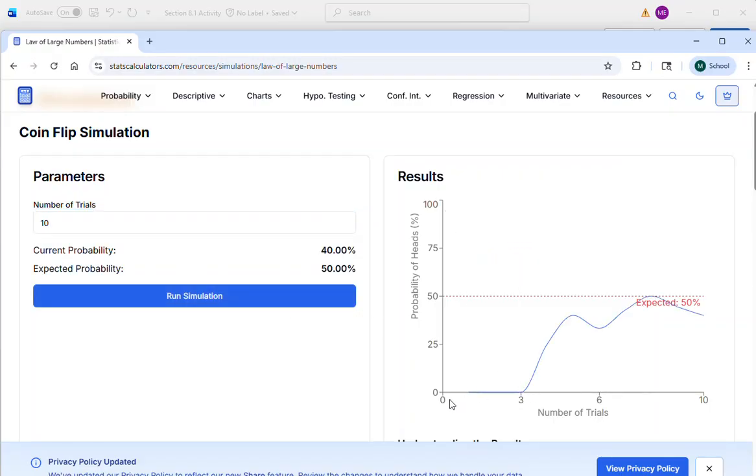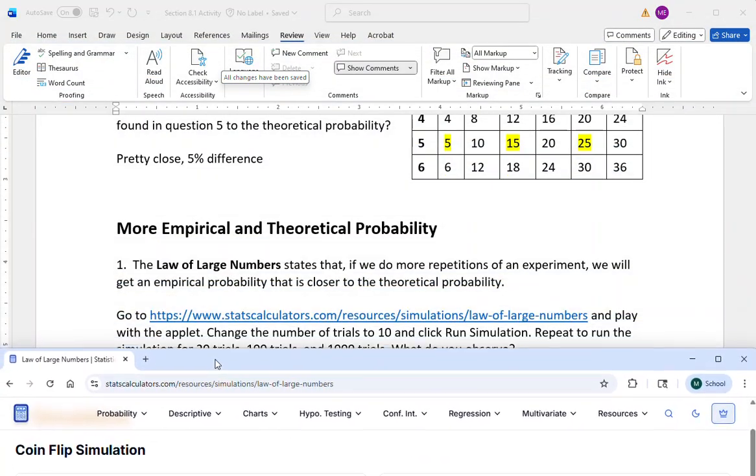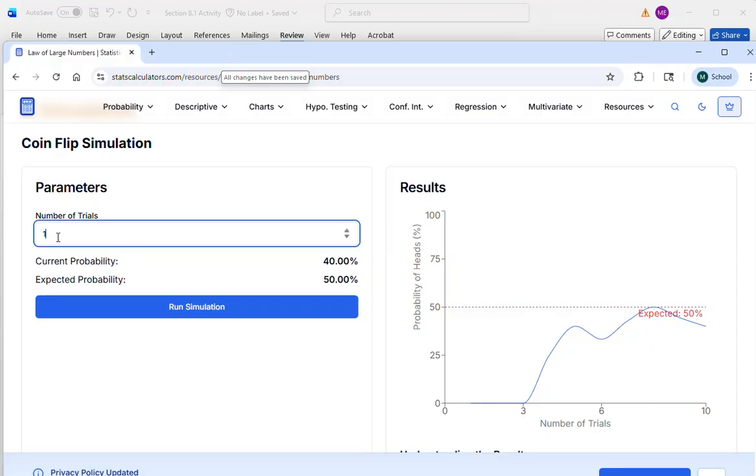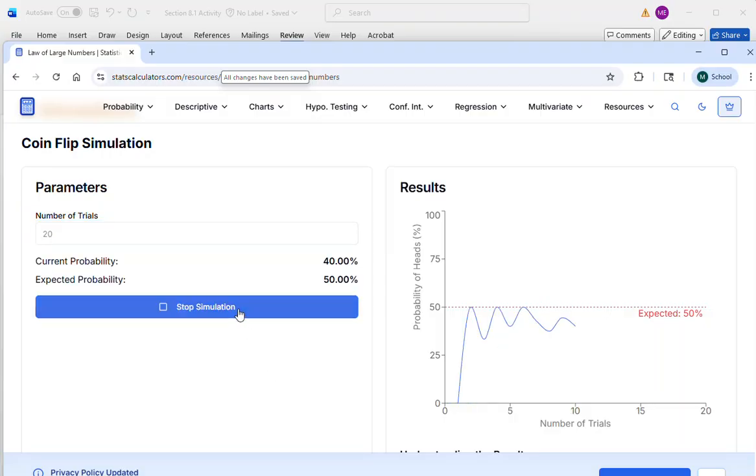If I do 10 trials here and run my simulation, I can see that I got tails the first few times, and then I started to get more heads gradually. I approached that 50%, and then it kind of went back down. So now I'm going to try again with 20 trials. With 20 trials, I see that I'm kind of hitting that 50% mark a few times, going back down to a lower number, and then I gradually start to bring it back up closer to that line.